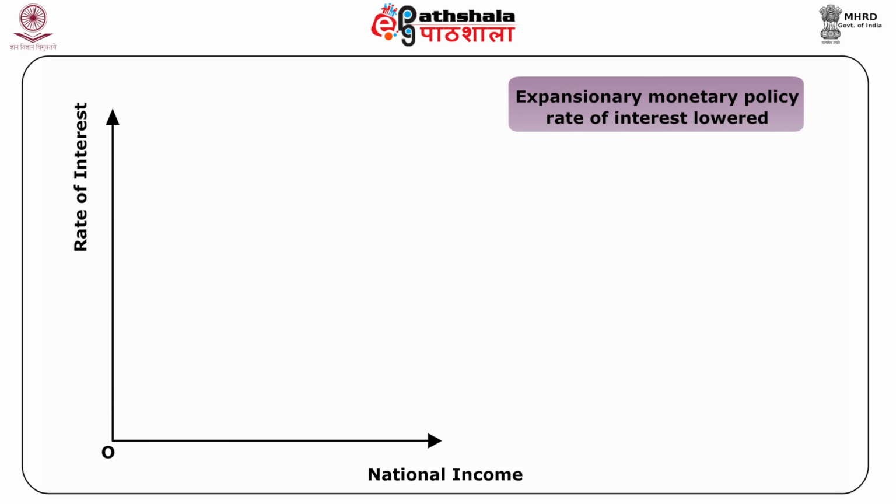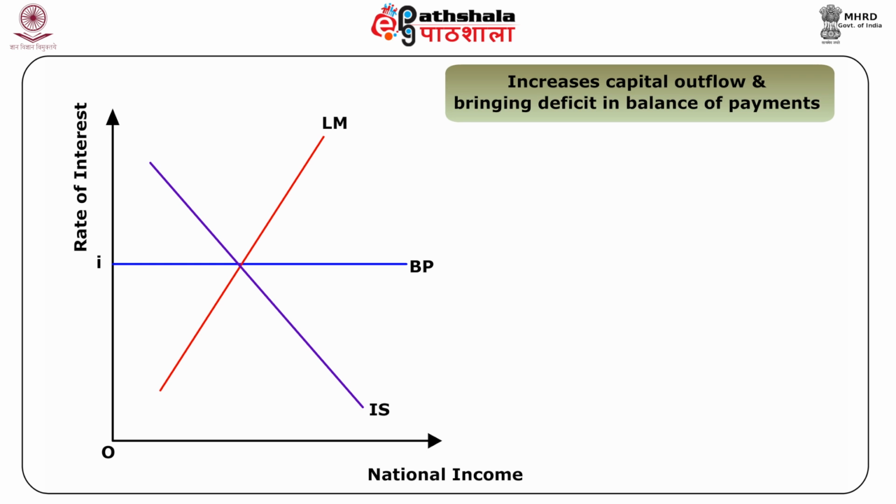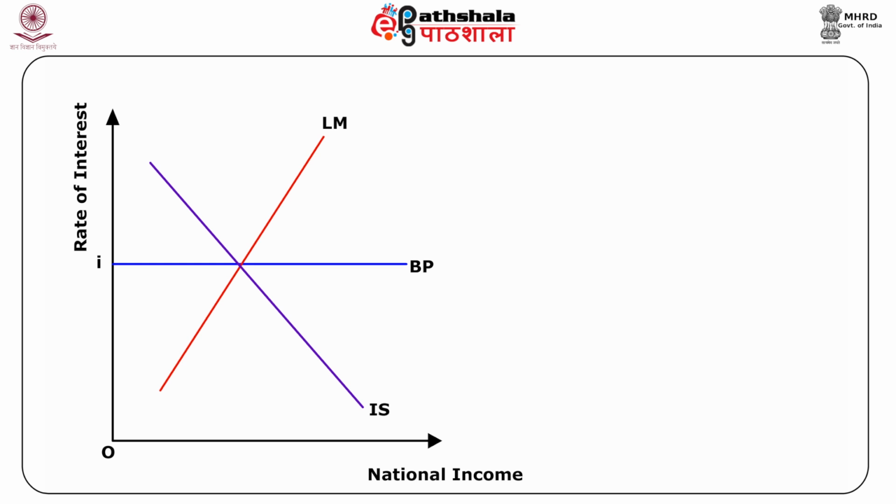With expansionary monetary policy, the rate of interest is lowered, which increases the capital outflow and thereby brings a deficit in the balance of payments. As shown in the figure, the equilibrium is at point E, where IS, LM and BP intersect. An expansionary monetary policy shifts the LM curve to the right to the LM dash curve. The LM dash intersects the IS curve at E dash, which lowers the interest rate to I dash and raises the income to OY1.